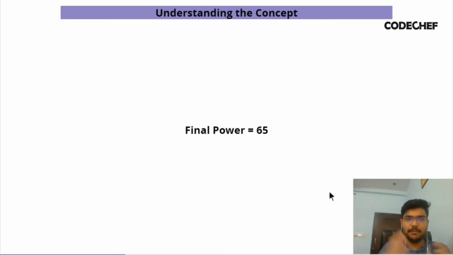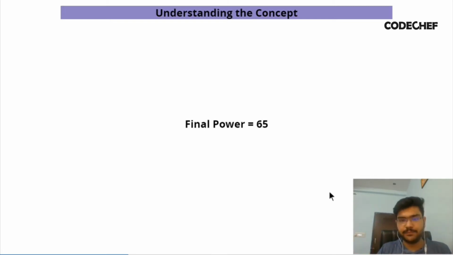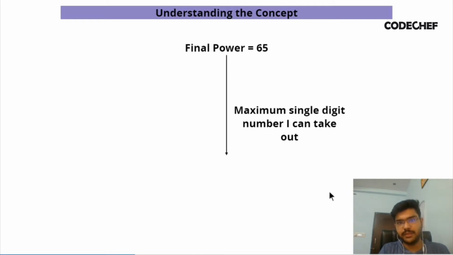Now let us take a random example and analyze it. Suppose we have a final power of 65, provided to either Rick or chef. I have to generate a number from this final power, and if I want to minimize the number of digits in the integer I am generating, I will try to take the maximum out of this number. So what is the maximum single digit number I can get from this final power?